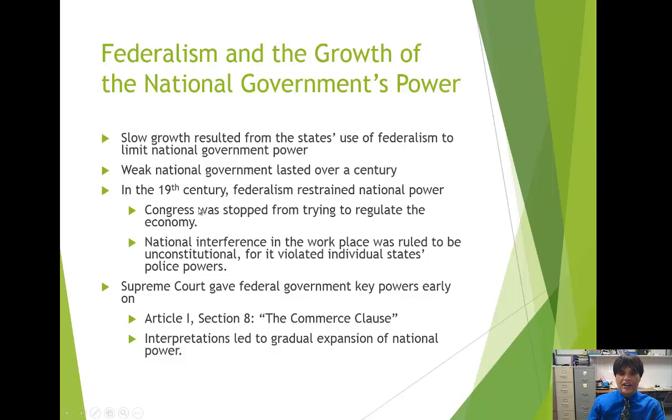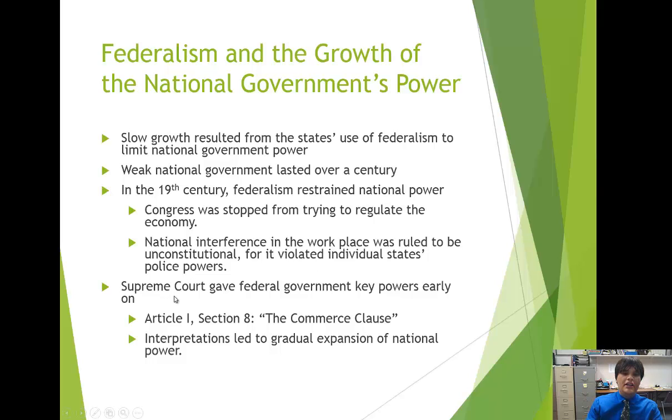federalism really restrained national power. Congress was stopped from trying to regulate the economy. So that's why you had all this slow growth. Congress was stopped from trying to regulate the economy, and any national interference into the workplace was ruled to be unconstitutional. The national government couldn't step in and help out the economy by very many means. And the Supreme Court even upheld a lot of this, holding that it violated individual state police powers.